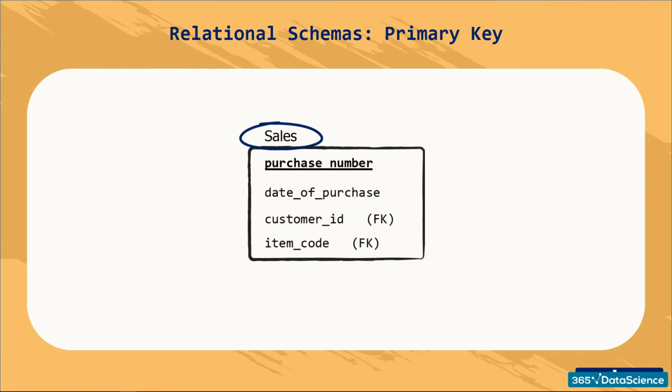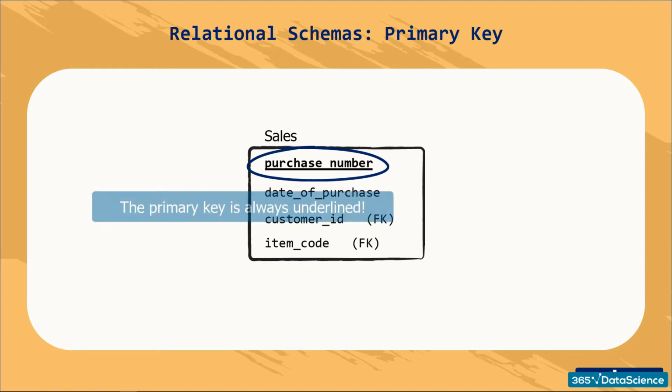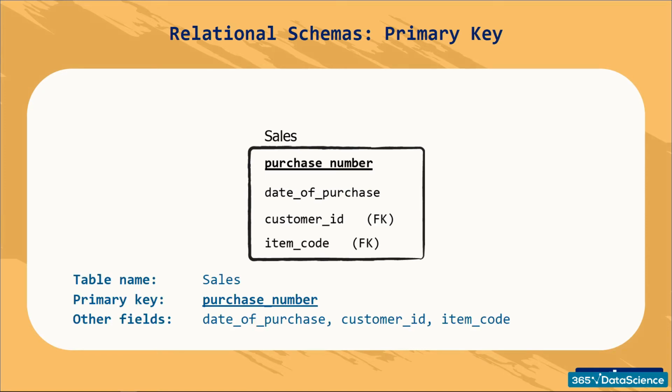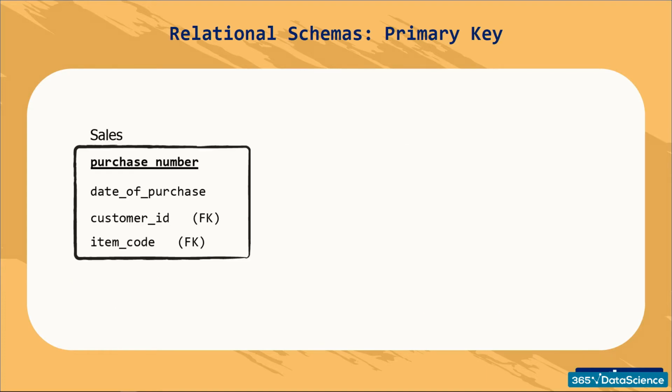Technically, to create a relational schema, we draw a table in the form of a rectangle and we place its name on top. Then, we enlist the fields vertically, as opposed to their horizontal organization in a spreadsheet. The field that is the primary key of the table is usually quoted on top of the other fields. What is more important, it is always underlined. Keeping these simple rules in mind, when you spot this table, you will immediately know it is called sales. Its primary key is purchase number, and there are 3 other fields: date of purchase, customer ID, item code. This image corresponds to tabular data in the following form.